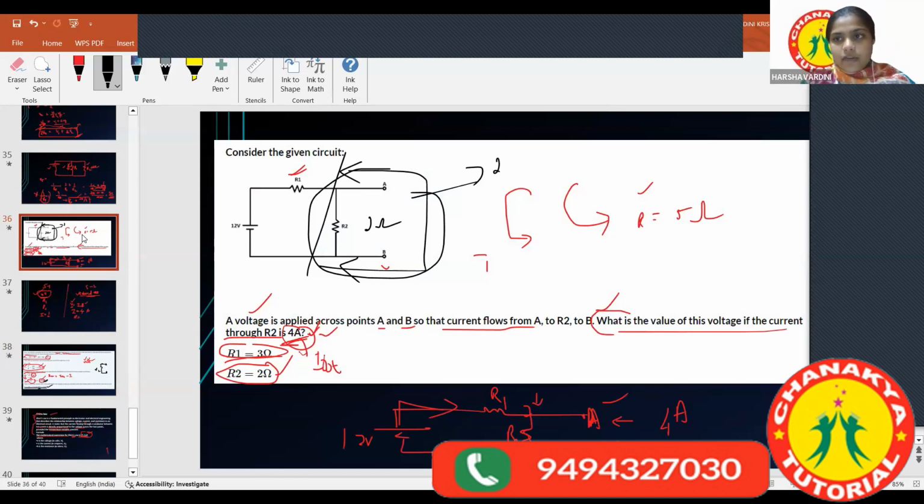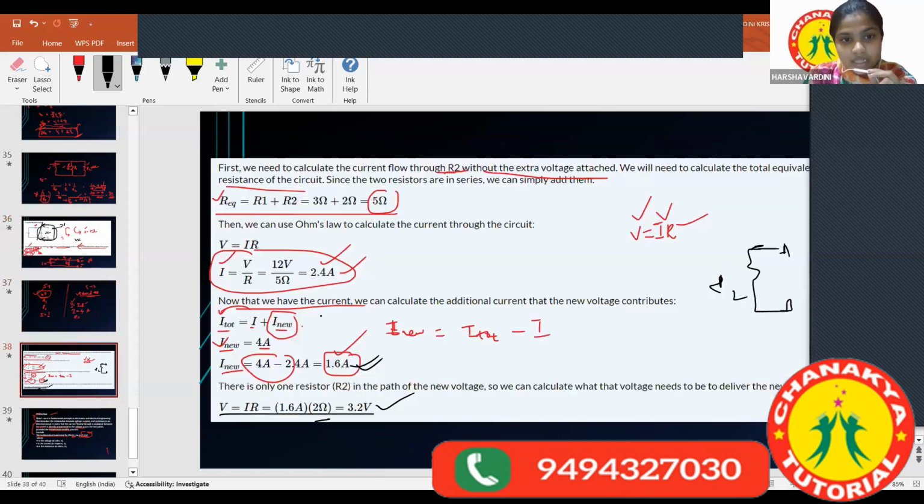If you just read, the question is only 2 lines. But see how many things are there. Every word you have to understand in this question. If you have missed out what this 4 ampere is, some people directly find till this part correctly, but from here they will get confused.